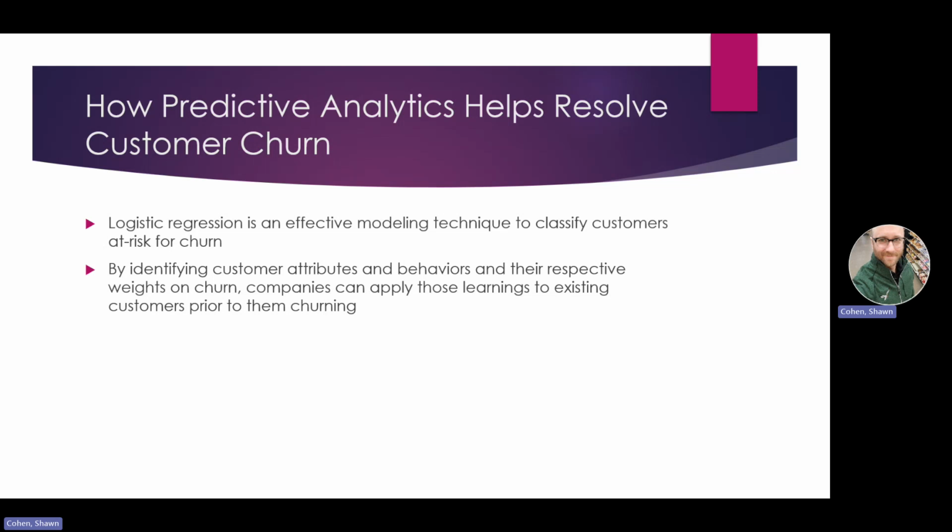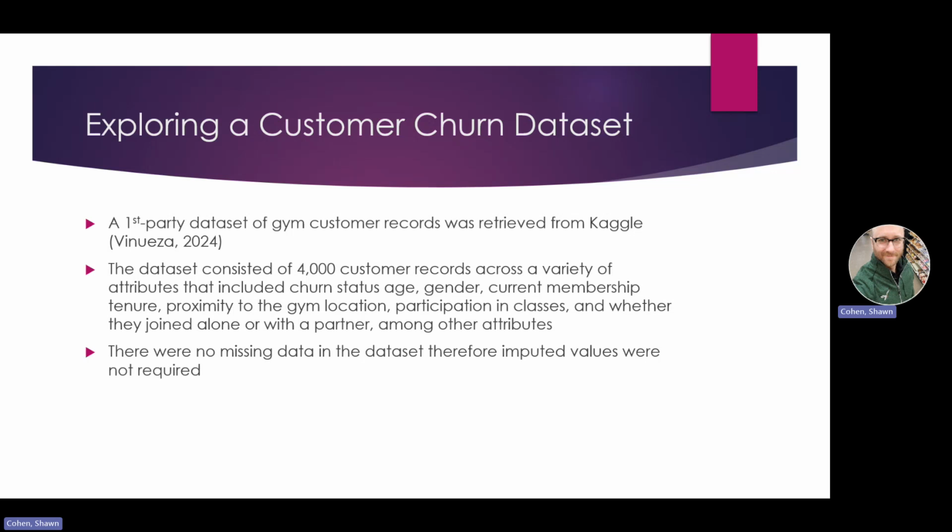Logistic regression helps us understand which variables are the biggest predictors of churn. So then we compile those together and eventually come up with our customer profile, where hopefully we can identify members prior to when they churn.